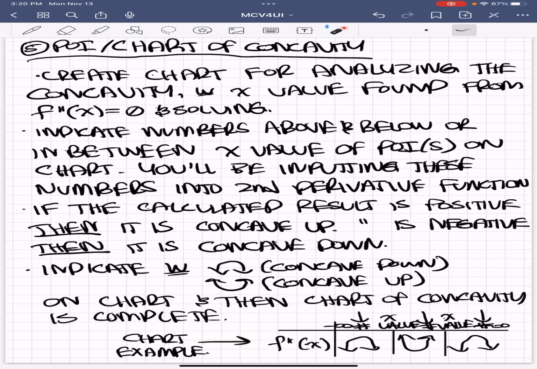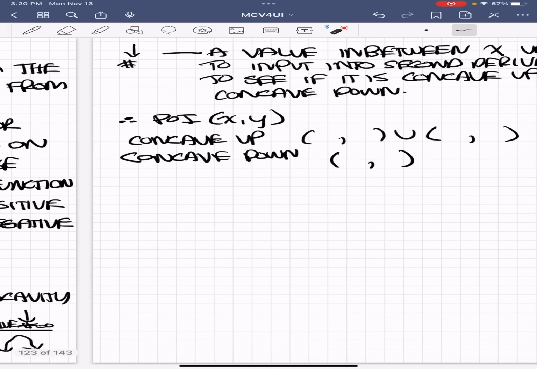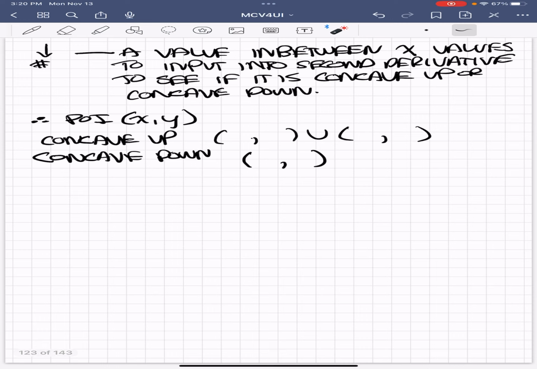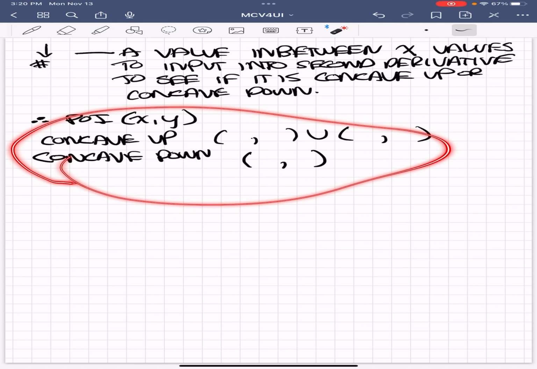I'll give you a moment to write that down. Okay, moving on. The number is a value in between the x values to input into the second derivative to see if it is concave up or concave down. You can also do intervals as well.